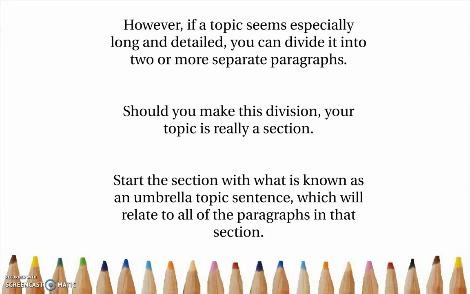However, if a topic seems especially long and detailed, you can divide it into 2 or more separate paragraphs. Should you make this division, your topic is really a section containing a few especially well-developed points. In these cases, you can start the section with what is known as an umbrella topic sentence, which will relate to all of the paragraphs in that section. Then, each paragraph will have a topic sentence that relates back to the umbrella topic sentence.